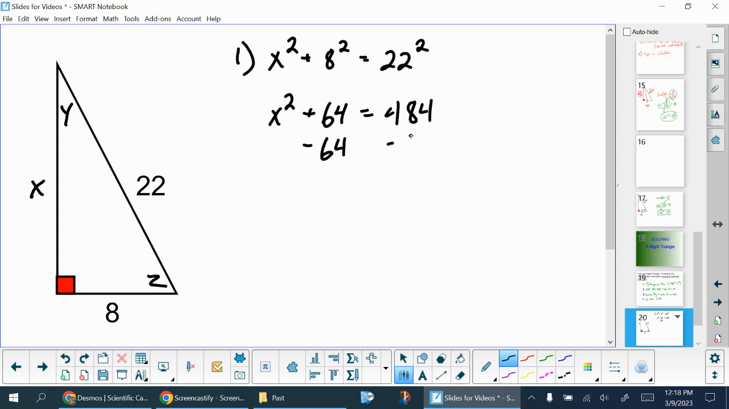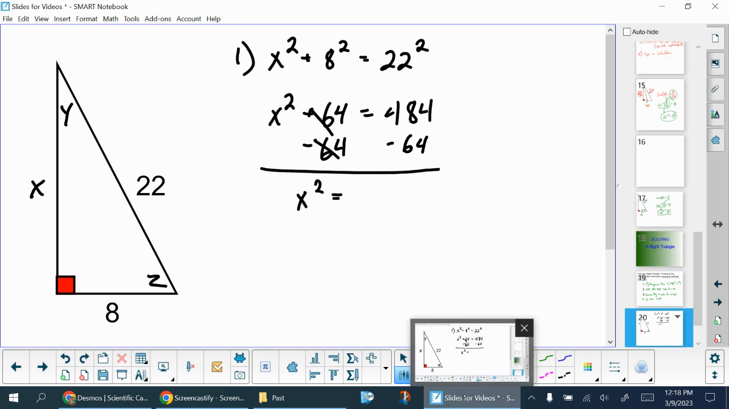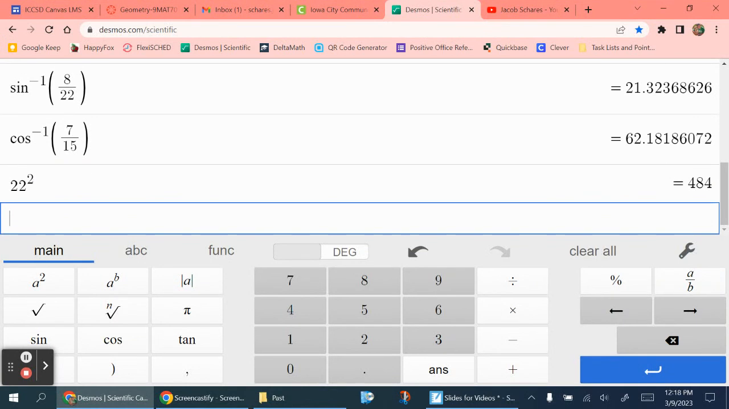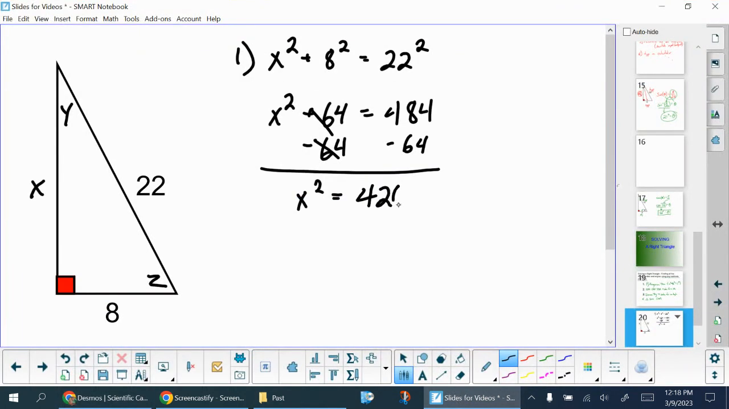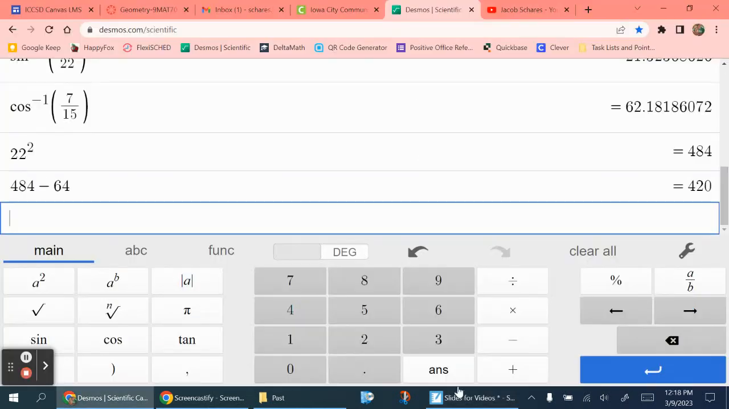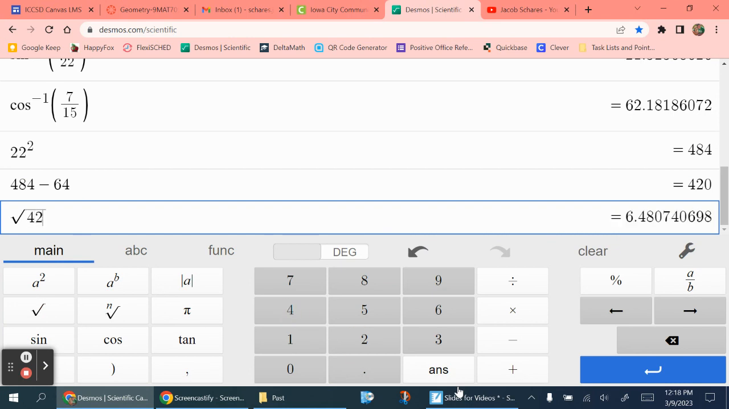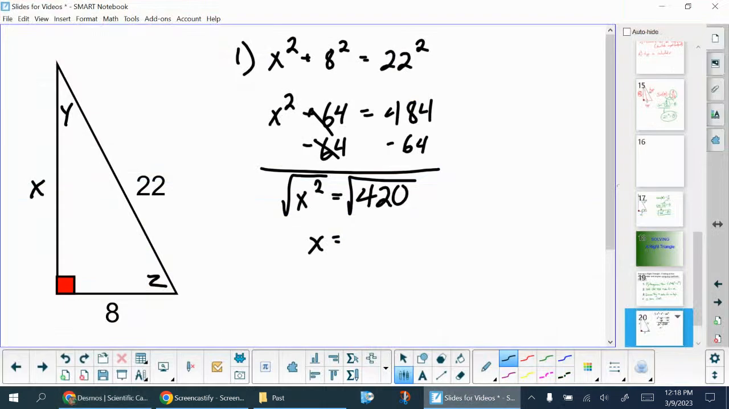I'll subtract 64 from both sides. So x squared equals, so 484 minus 64 is 420. And then I need to take the square root of both sides to figure out what x is. And it looks like it would be, if I go to the nearest tenth, 20.5. So I'll go ahead and write that over there, 20.5. So that's our first thing.